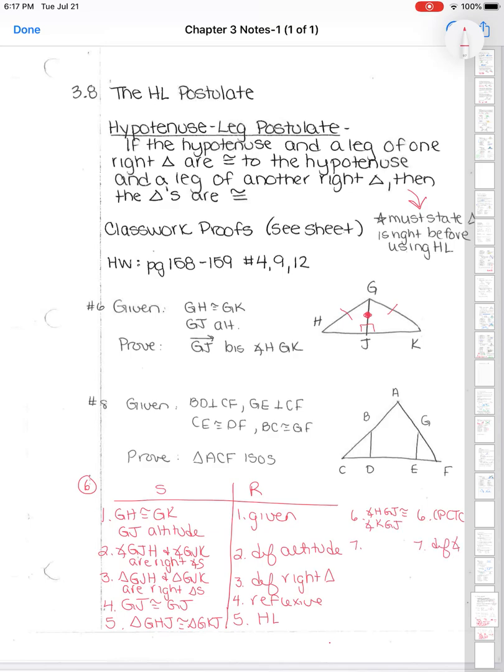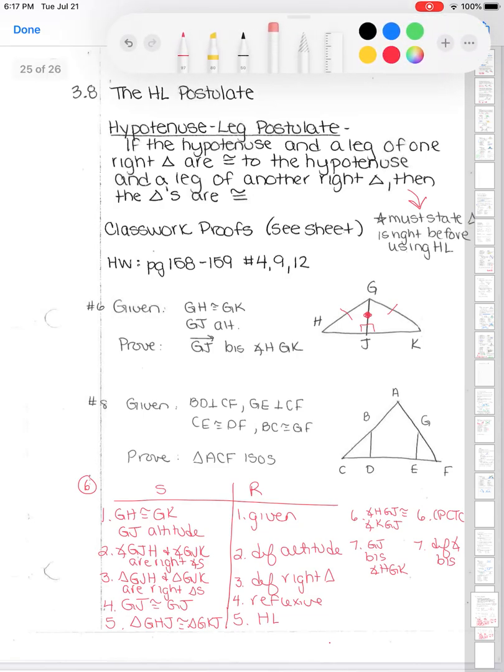So I'm just going to come over here because I'm running out of room. So I know CPCTC comes next. And my goal is to prove that GJ bisects angle HGK, which means for my CPCTC, I have to state that those top two angles are congruent to each other. And then once they are congruent, I can use the idea of definition angle bisector to write my proof statement for that.